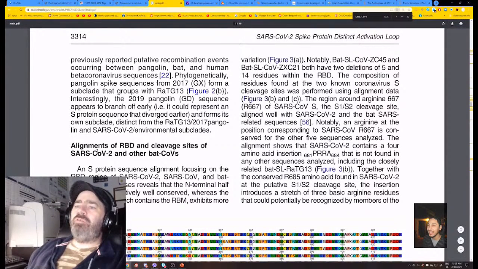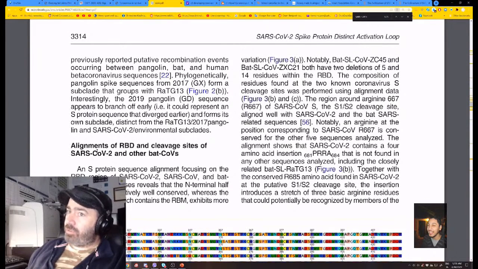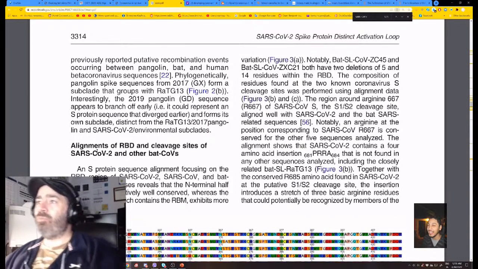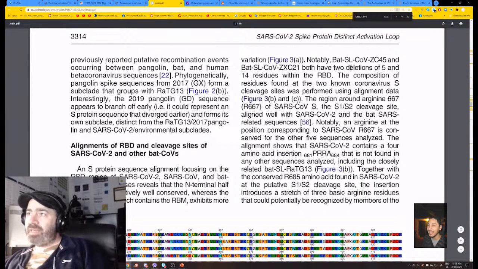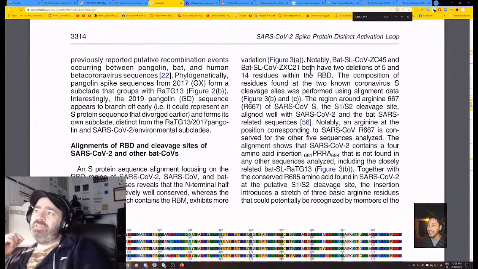Right. So, alignment of receptor binding domain and cleavage sites of SARS-CoV-2 and other bat COVs. An S protein sequence alignment focusing on the RBD region of SARS-CoV-2, SARS-CoV, and bat SARS-related viruses revealed that the N-terminal half of the RBD is relatively well conserved, whereas the C-terminal half, which contains the receptor binding motif, exhibits more variation. Notably, BAT-SL-CoV ZC45 and BAT-SL-CoV ZX21 both have 2 deletions of 5 and 14 residues within the RBD.